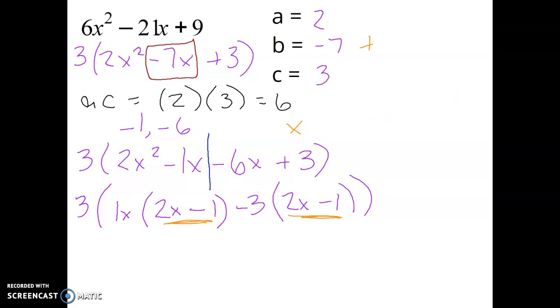So now I'm ready to write my final answer. So that 3 comes down on the outside. The 2x minus 1 is going to go in that first parentheses together. And then in the other parentheses is going to be what's left over. 1x, or you can just write x if you want to, minus 3. And that's the answer, and you can use FOIL to check that if you want to.